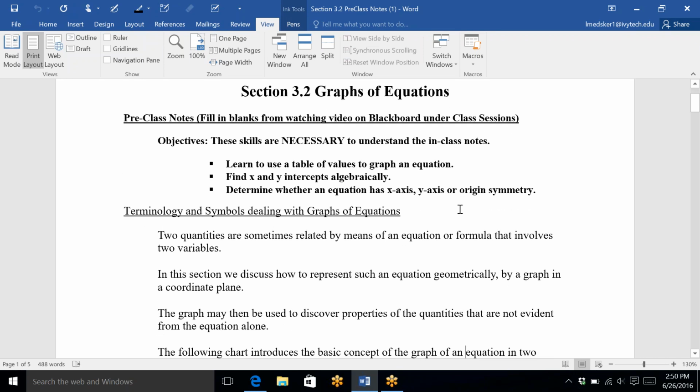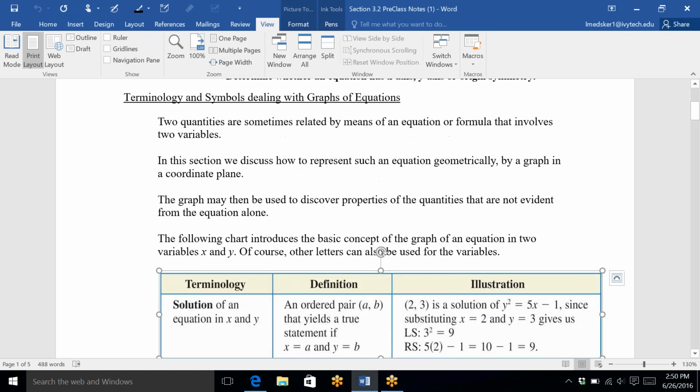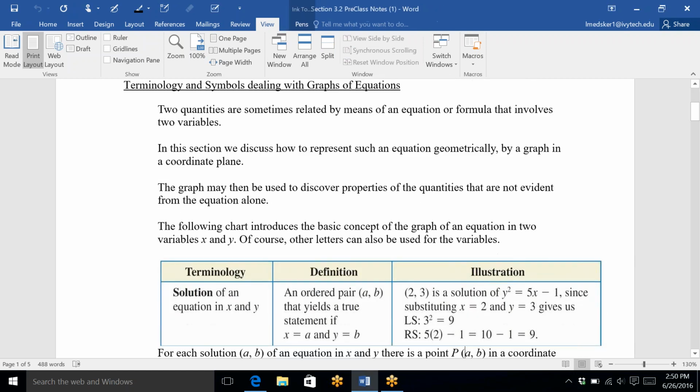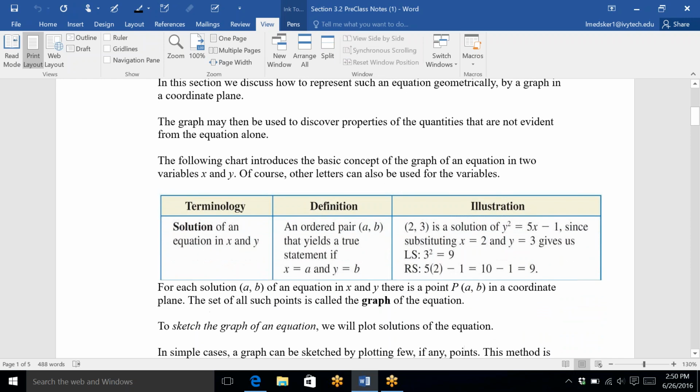Two quantities are sometimes related by means of an equation or a formula that involves usually two variables or more. In this section, we're going to discuss how to represent such an equation geometrically by a graph in a coordinate plane. The graph may then be used to discover properties of the quantities that are not evident from the equation alone, and just some things that we need to remember.